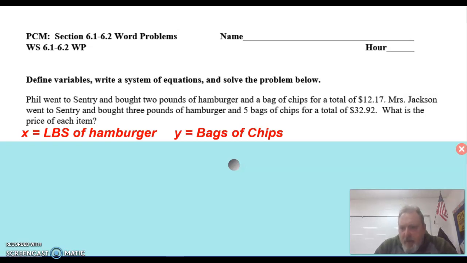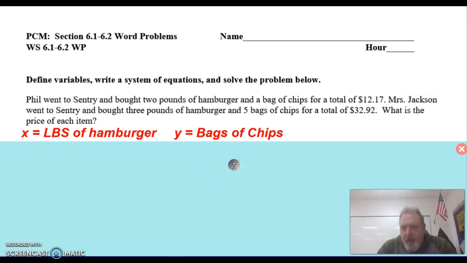So in this first problem, we have to define our variables and then write a system of equations and solve. I'm not going to do the solving part, but I will help you with the setup with a number of these to get you going. So we've got Phil. He went to Century and he bought 2 different things. He's got pounds of hamburger and bags of chips. And Mrs. Jackson did the same. So you can see the first thing we did, we identified our 2 variables, pounds of hamburger, bags of chips.